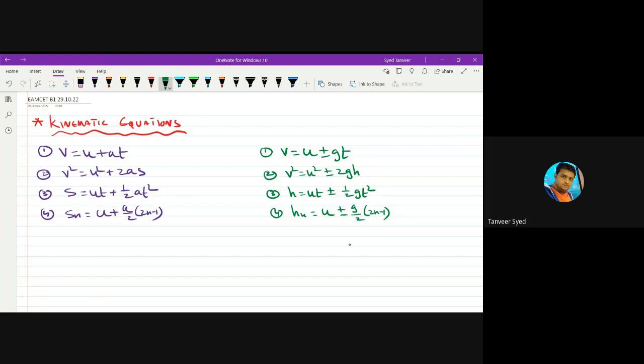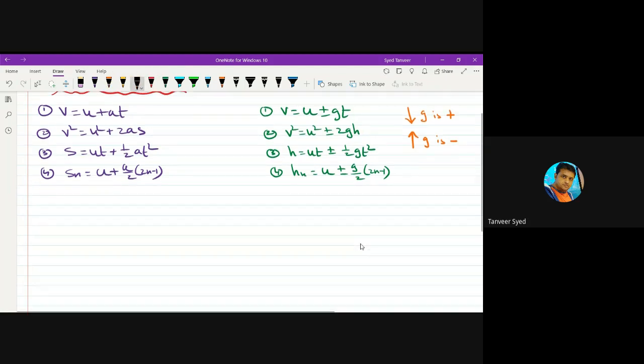What is the sign convention that we use here? For downward motion, g is positive, and for upward motion, g is negative. If a body is falling down, its velocity will increase, so we take g as positive, and if a body is projected up, its velocity will decrease, so we take g as negative. But you get a special case where the body will be traveling in both upward and downward directions.